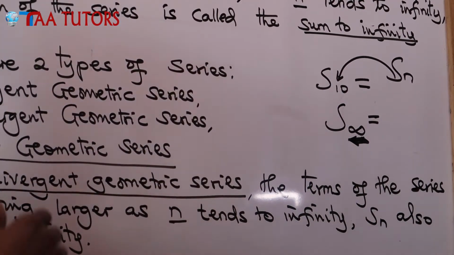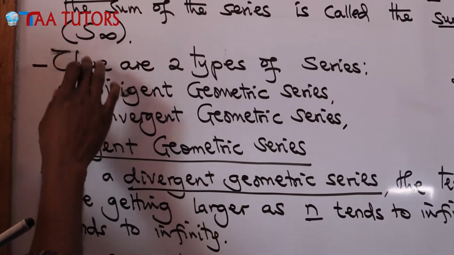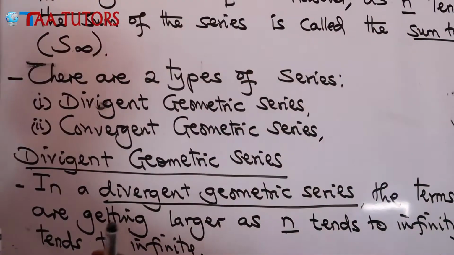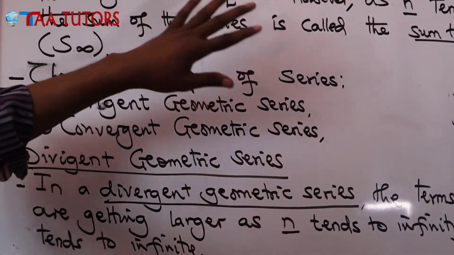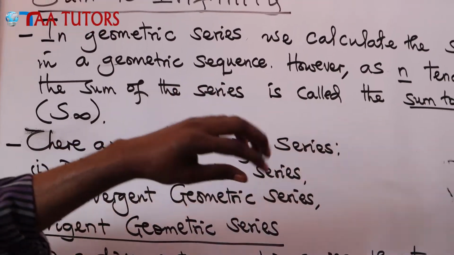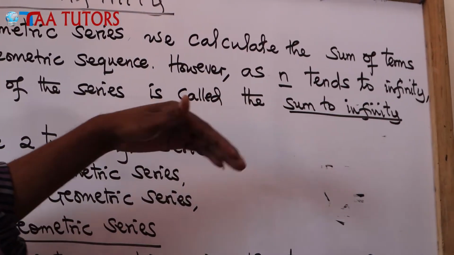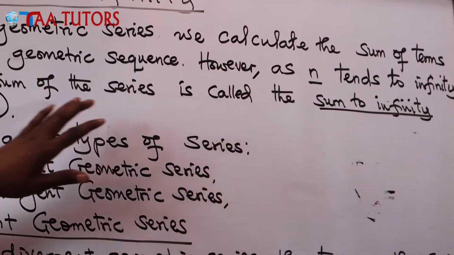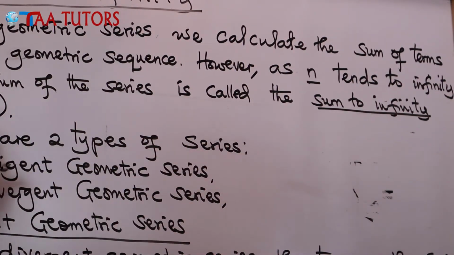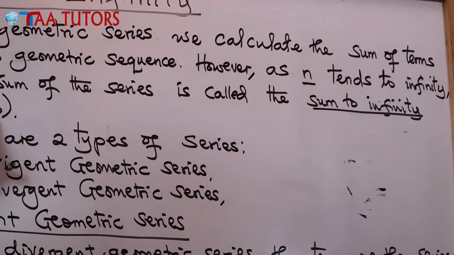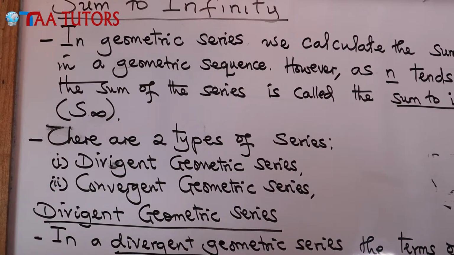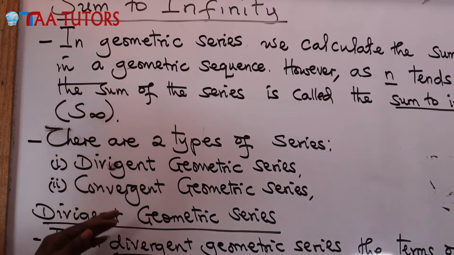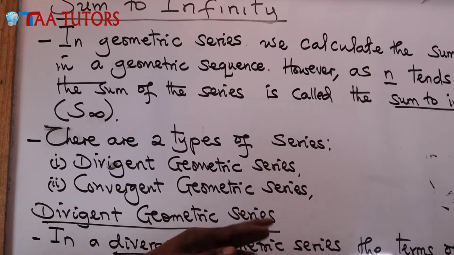Now, when we come to the sum to infinity of geometric progressions, in a geometric series, we can calculate the sum of terms in a geometric sequence. However, as n tends to infinity, meaning n goes to an unknown number of terms, the sum of the series is called the sum to infinity, which is given as this, the symbol for infinity. Now, there are two types of series here. We have the divergent geometric series and the convergent geometric series.